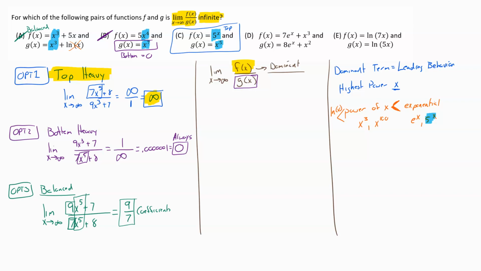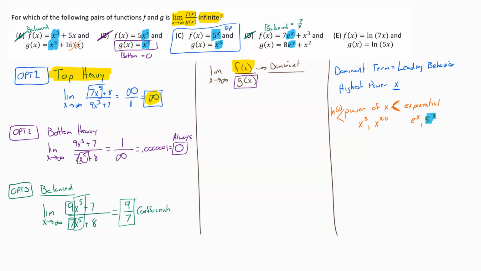Looking at D right now, on D, the top, the f of x, the dominant term would have been e to the x. Exponentials beat out powers of x. On the bottom, we would have also had e to the x as the dominant term. This time, we've got equal dominant terms on top and bottom, so that would have been balanced. That would have had a value of 7 over 8. That's not the right answer.